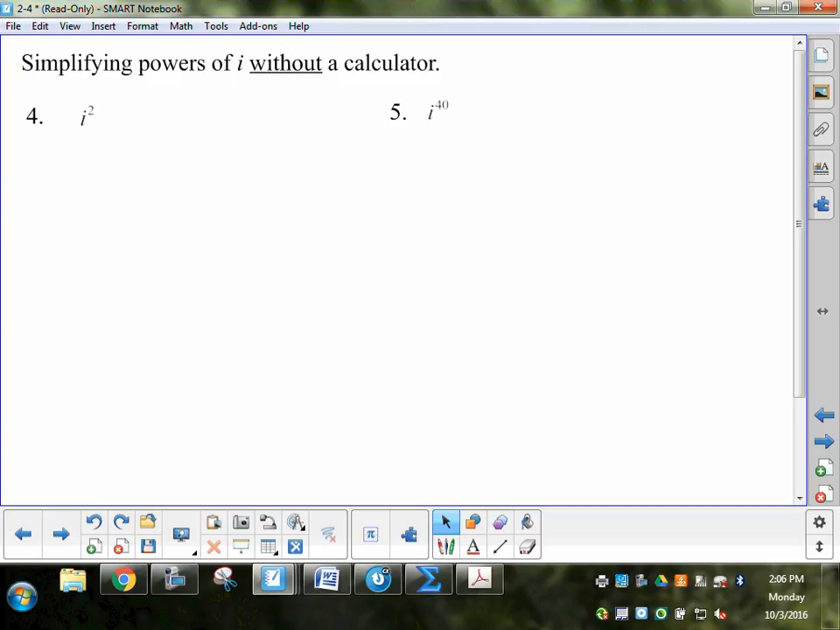Who can tell me, please, what i squared is going to equal when we simplify it down? Seriously? Jordan, what do you think? Negative 1. Outstanding. How about i to the 40th power? Hands up, please, if you can tell me what i to the 40th would be. 1.